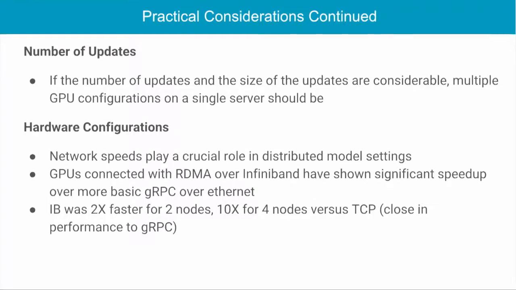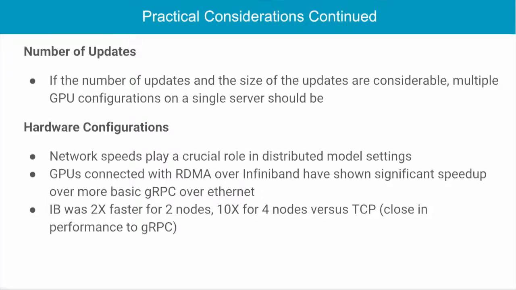Another consideration is that there are three main communication protocols that you deal with when working with deep learning frameworks: gRPC, RDMA, and then MPI as well. RDMA over InfiniBand is of particular interest. What we see is that RDMA over InfiniBand was about 2 times faster for 2 nodes, and for 4 nodes you got about a 10 times speedup in network communications versus gRPC. Distributed TensorFlow's native communication is gRPC.